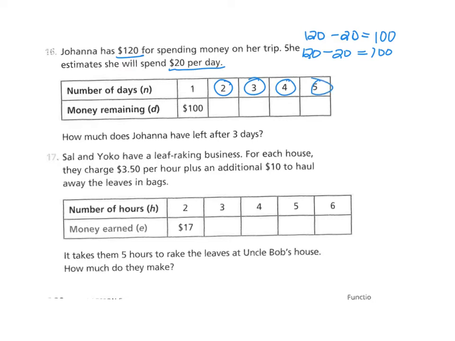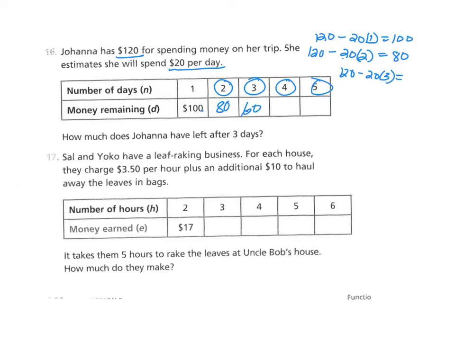So for day 1, we said 120 minus 20. Well, couldn't I multiply that by 1 and still get 100? The answer is yes, because that means 1 day. So what if we did 120 minus 20 times our number of days? 120 minus 20 times 2 is 80, which would be $20 less than day 1. So that works so far. Let's continue. 120 minus 20 times 3, because there's 3 days. 120 minus 60 is equal to 60.